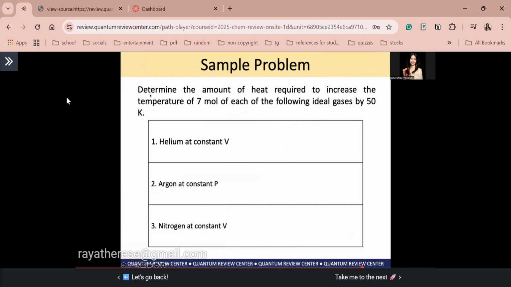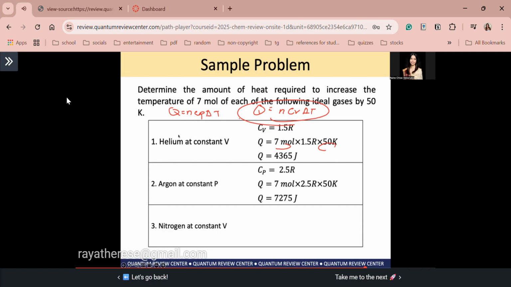Now, let's answer. Determine the amount of heat required to increase the temperature of 7 moles of each of the following ideal gases by 50 Kelvin. First, helium at constant P. Helium is a monoatomic gas, so its Cv is equal to 1.5 R. Solving for the amount of heat required, the equation we will use is Q is equal to n Cv delta T, or n Cp delta T. Here we use Q is equal to n Cv delta T. So Q is equal to 7 moles, which is given, times 1.5 R times 50 K. We get Q is equal to 4,365 joules. Next, for argon at constant P, argon is a monoatomic gas.